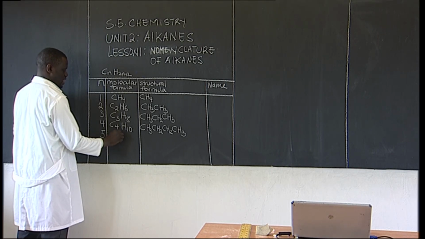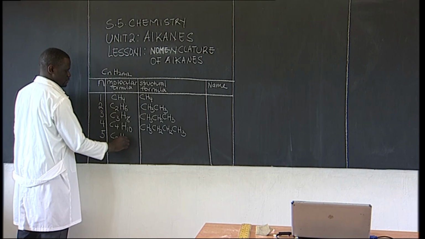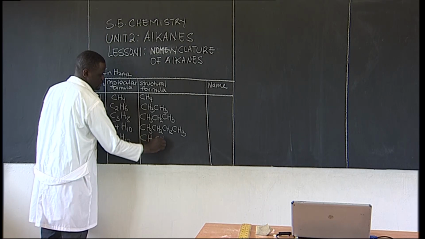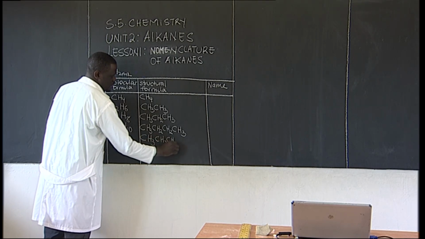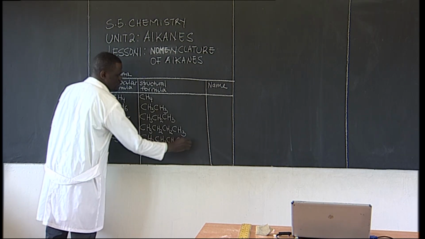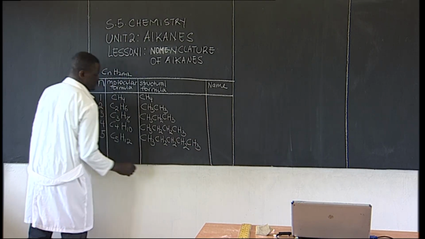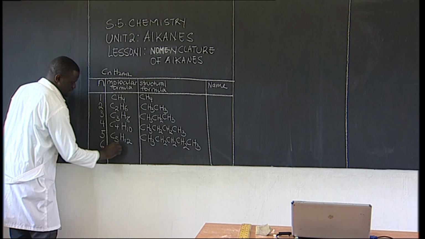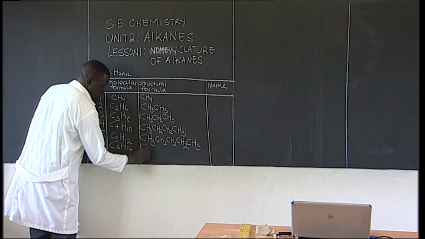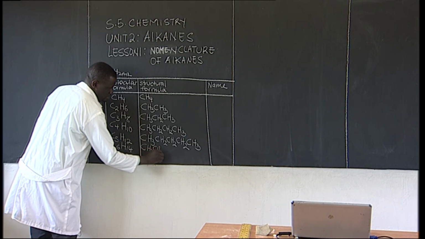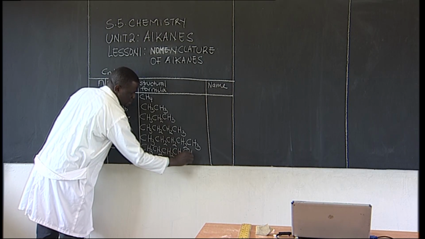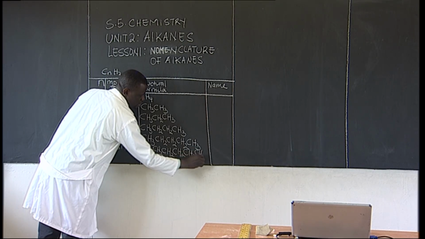Then we can also have 5, where we have C5. 5 times 2, 10, plus 2, we shall have 12. So we shall have CH3, CH2, CH2, CH2, CH3. Then you can also have 6. C6, 6 times 2, 12, plus 2, 14. So we have CH3, CH2, CH2, CH2, CH2, CH3. As I write here, at least you get something of what we are writing.